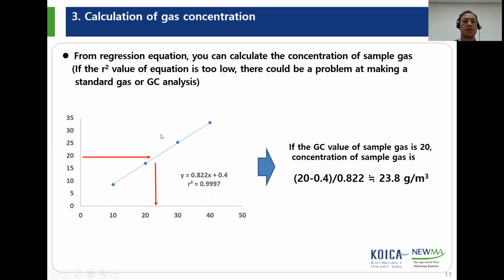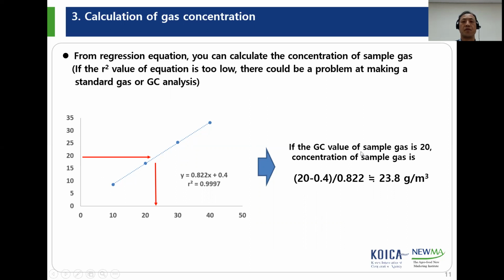If the R square value of the equation is too low, then there could be a problem in making the standard gas or in the GC analysis. So that's why R square should be close to 1. This is quite close to 1. So that's why the standard curve is very convincing.